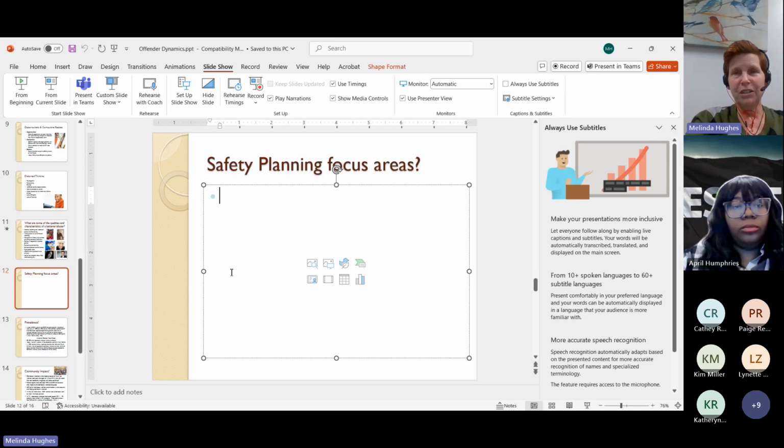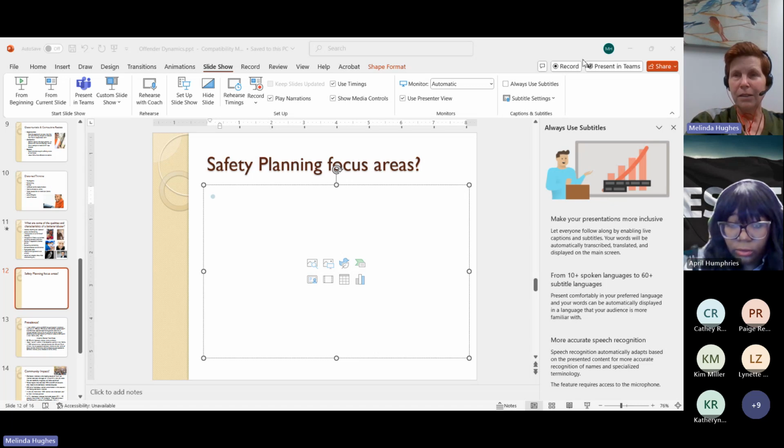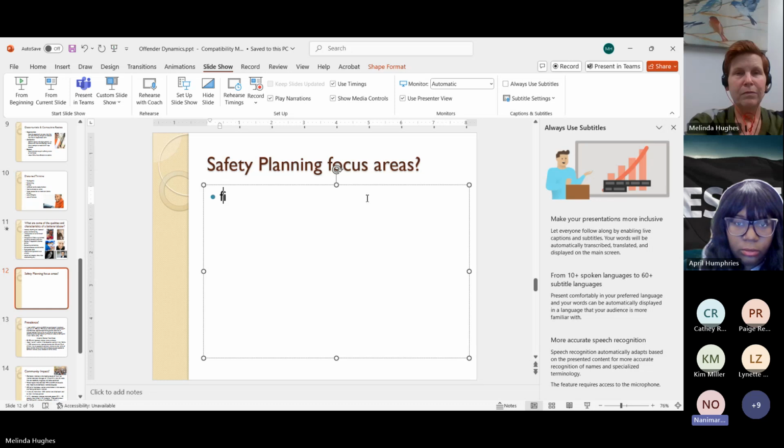I'm not going to be able to see the chat, so just unmute and holler out, or I think I can see your little hands up, or if somebody could let me know when hands are up, but mostly just unmute and let's popcorn this out. I know you guys do safety planning all the time. Finding the safest place that they're comfortable at if they need to run or flee.